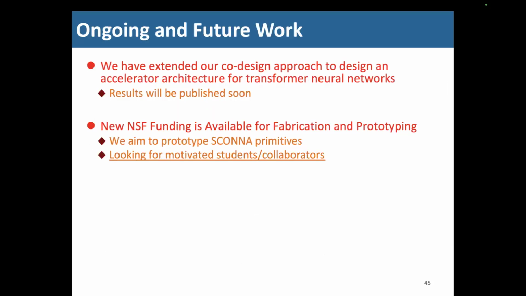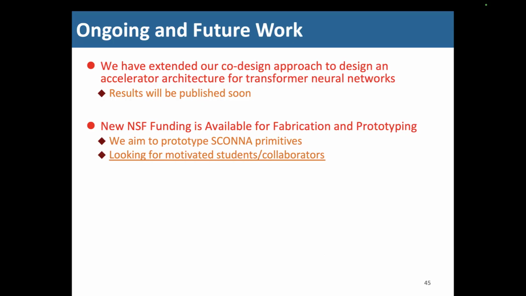And what is the ongoing work? We have extended the ideas. All the system-level analysis results that I've shown are only focused on convolutional neural networks so far. We have already started looking into more scaled architectures like transformer neural networks, and we have some results, and the results will be published soon.